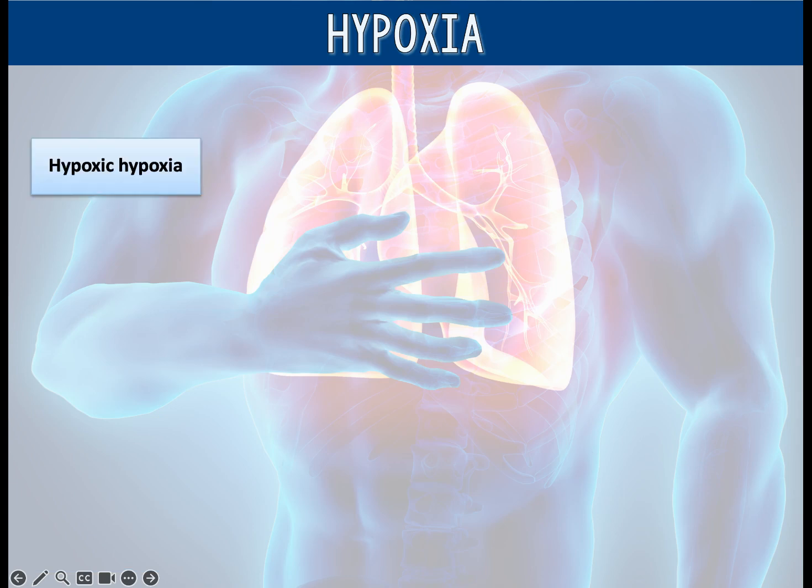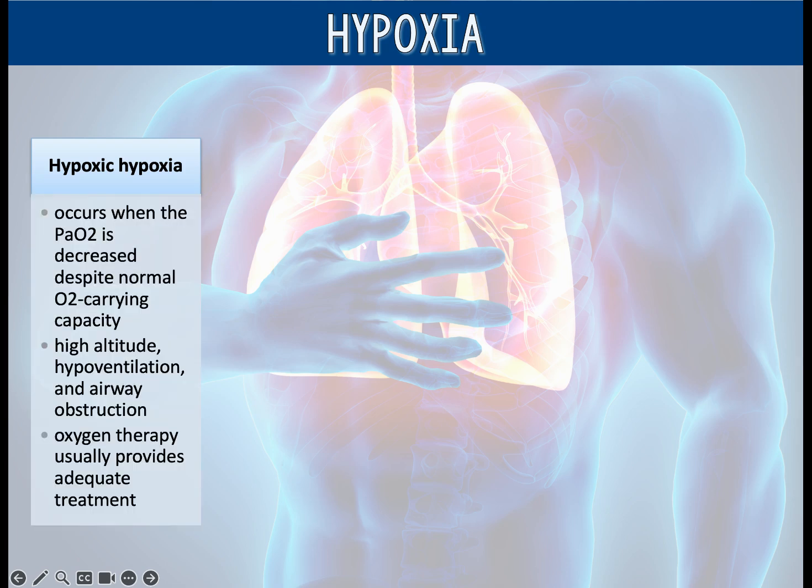So there are different kinds of hypoxia. There's actually four: hypoxic hypoxia, anemic hypoxia, circulatory hypoxia, and histotoxic hypoxia. And we'll talk about those. Hypoxic hypoxia happens when the PaO2 is decreased, even though there's normal oxygen carrying capacity, meaning that you are not anemic, you have enough blood cells, but for some reason, you're still not getting enough oxygen delivered to your tissues.